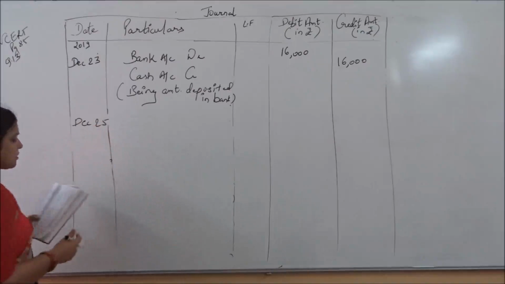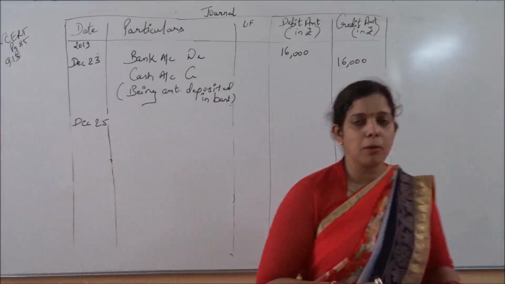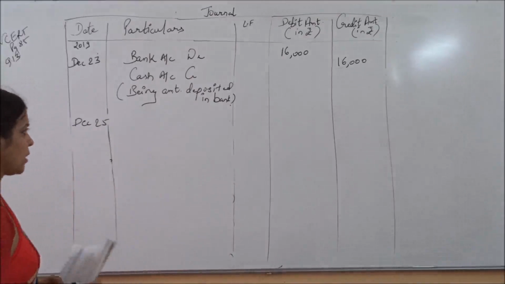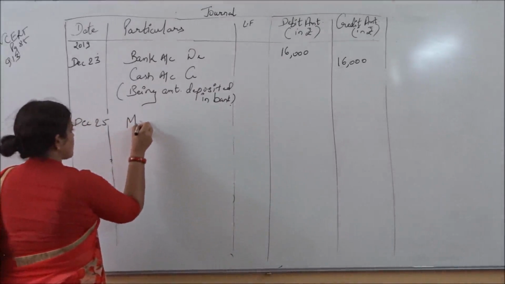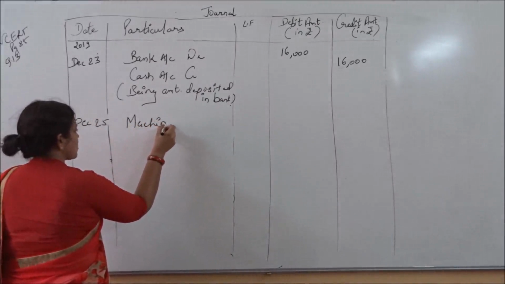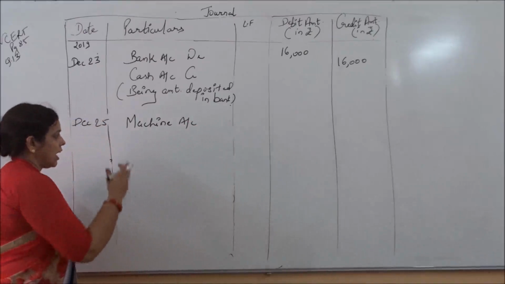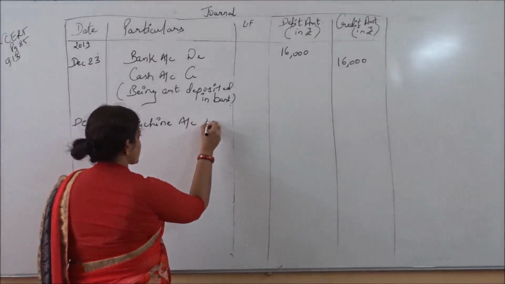December 25th. What is the transaction? Machine purchased from Pragya. What is coming in the business? Machine. So whatever comes in the business is always debit. Machine is an asset and we have applied the rule of the asset here, or we have applied the rule of the real account. Machine account debit.